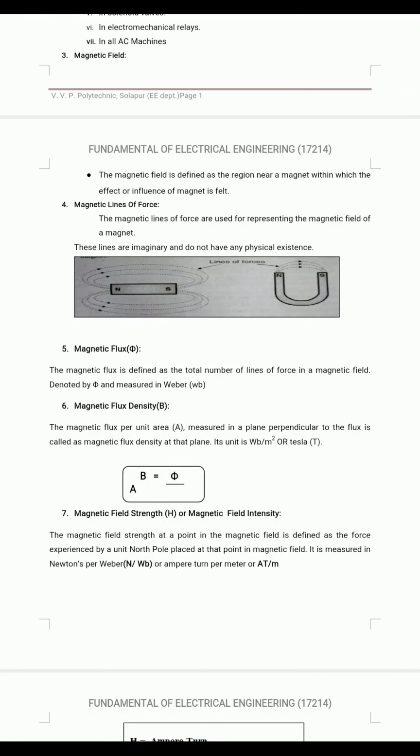So single magnetic lines of force get together and the total magnetic lines of force are added, and we can denote it by magnetic flux, and it has the symbol phi, and it is measured in Weber. We write Weber as WB. So this is nothing but the magnetic flux.